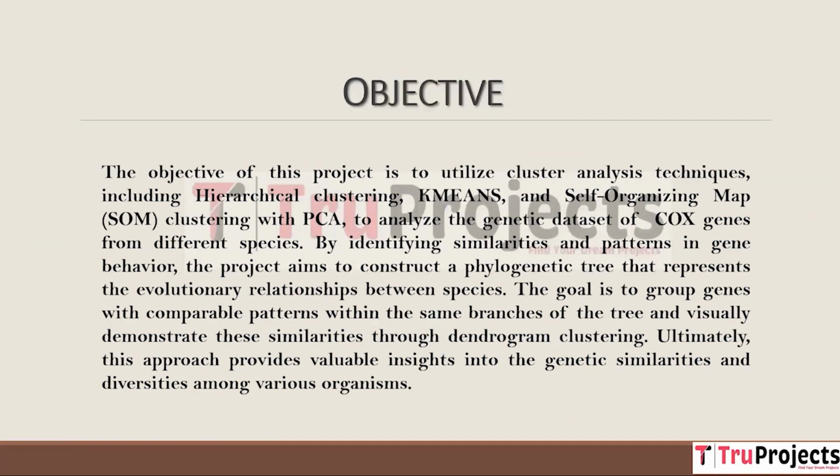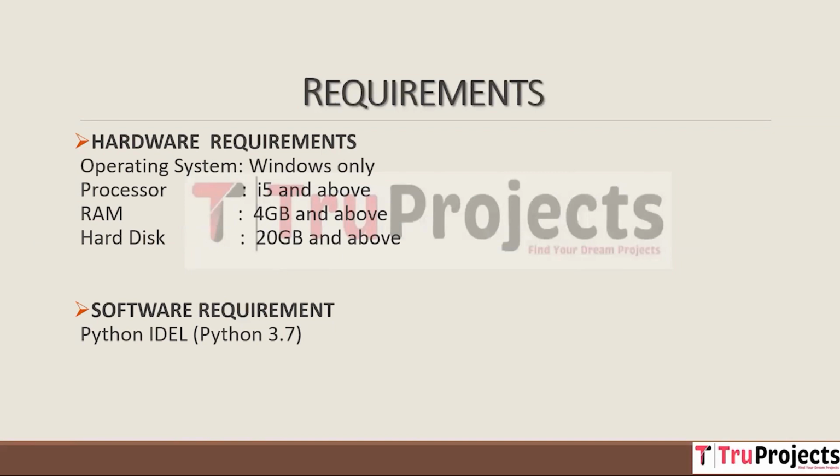Objective. The goal of this project is to evaluate the genetic dataset of cyclooxygenase, which is COX1 and COX2 genes, from diverse species using cluster analysis approaches such as hierarchical clustering, k-means, and self-organizing map, which is SOM clustering, with PCA. The project goal is to build phylogenetic trees that reflect evolutionary relationships between species by discovering similarities and trends in gene behavior. The idea is to graphically highlight the commonalities of grouping genes with similar patterns within the same branches of the tree.